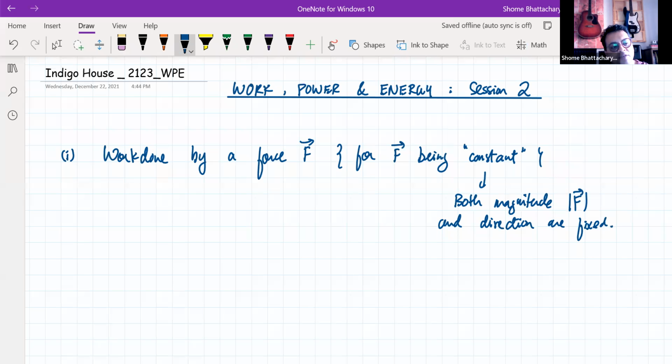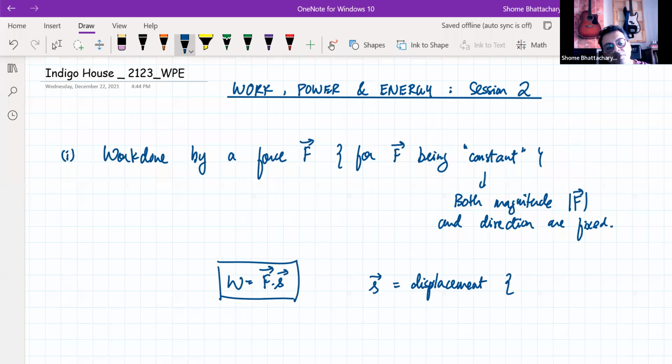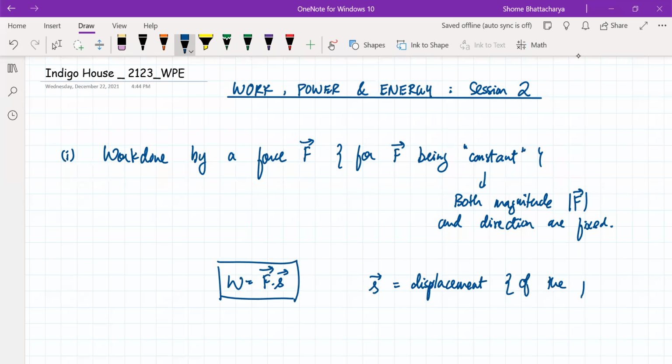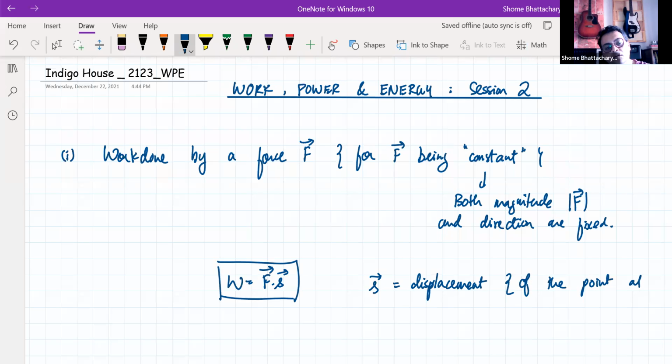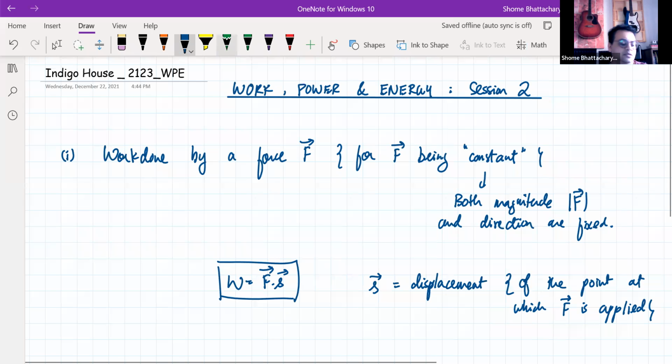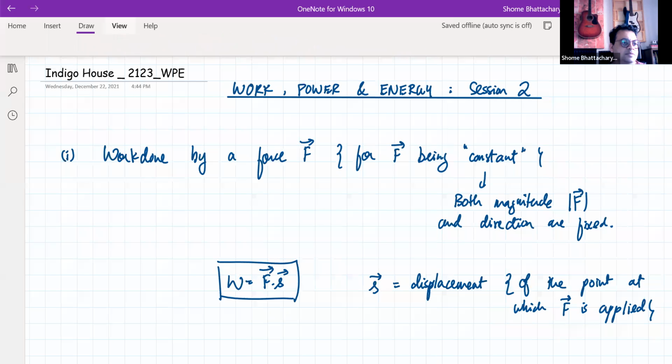In that case, we define work done as the dot product of force with displacement. So S is the displacement. And if the question arises whose displacement, then it is of the point at which force is acting. Whatever point the force is being applied at, if it displaces by S, then the work done is the dot product of force and displacement.